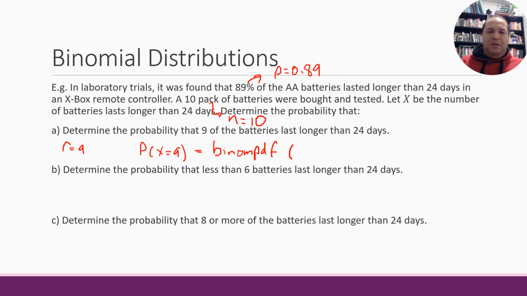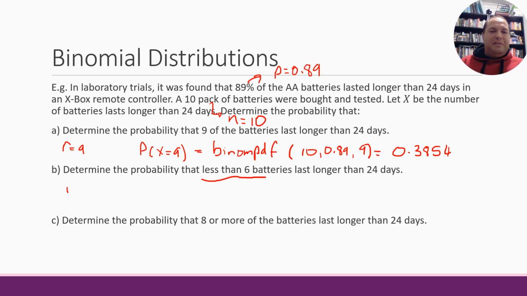When you put all those things in, you'll get something that looks like this: 10, 0.89, and 9, and that will equal 0.3854. So the probability that 9 out of the 10 batteries in the pack will last longer than 24 days is 0.3854. Remember, 4 decimal places for probability, which is 38.54%. So pretty high.